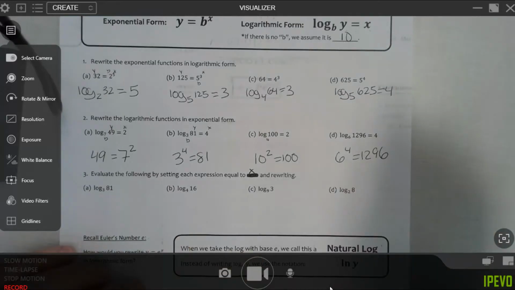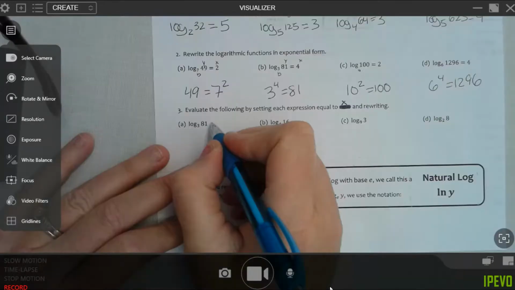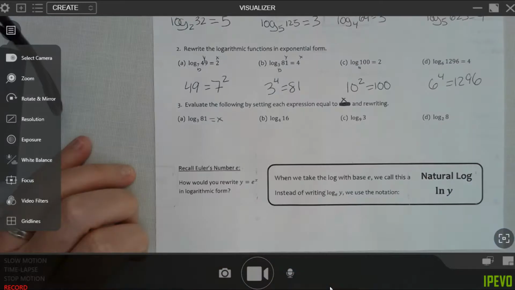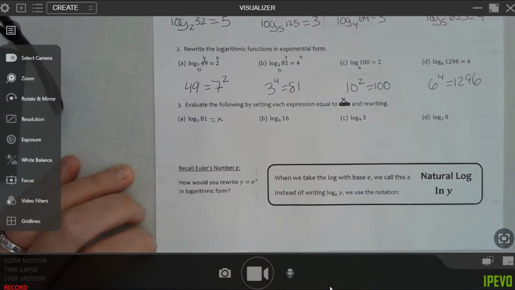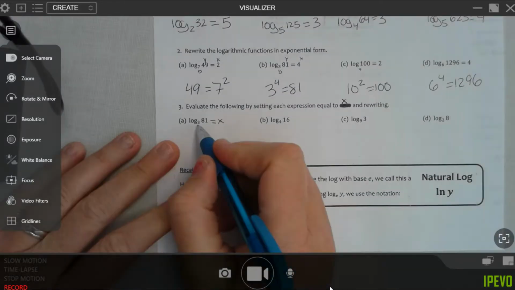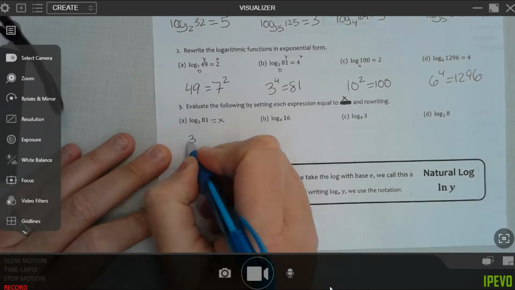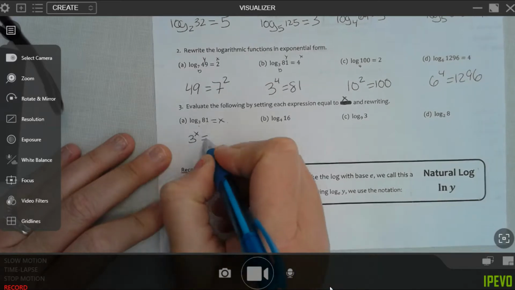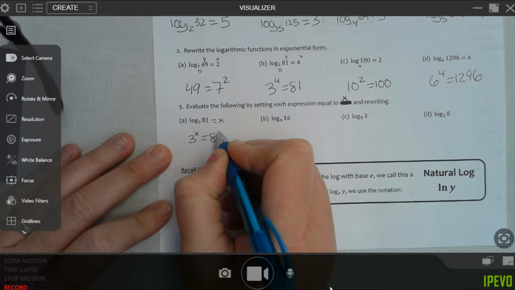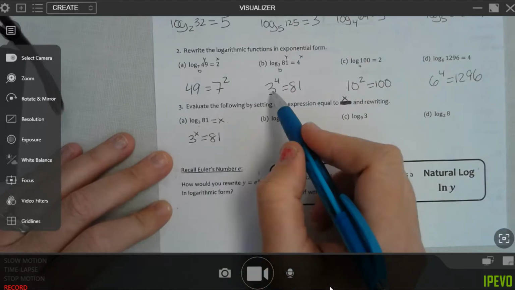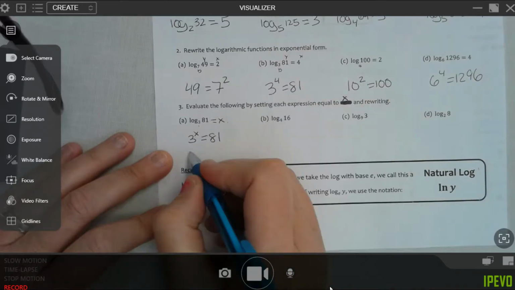So down here, what we're going to do is pretend this equals x, and we're going to rewrite it, and then we need to solve to see what it is. So I'm going to say 3 to what power gives me 81? And we already know what it is because it's right here. But if you didn't know, you would just have to guess in your calculator. So x equals 4.